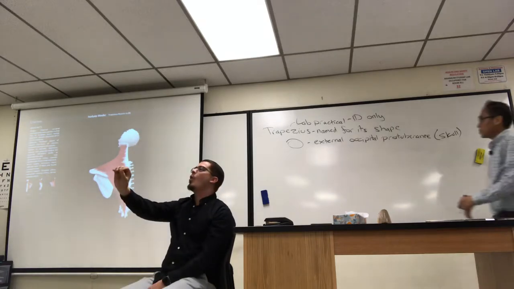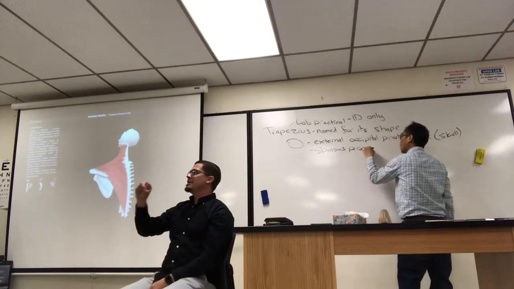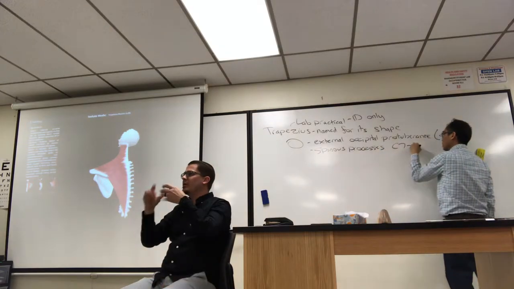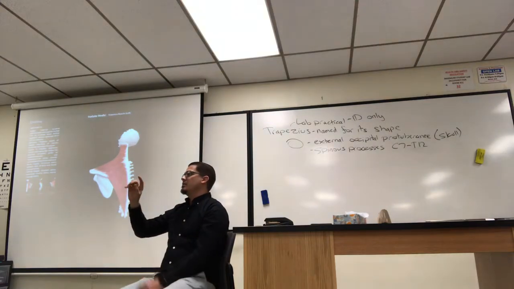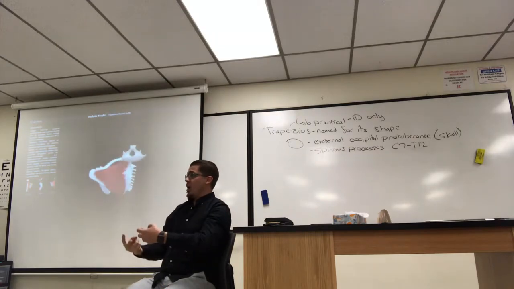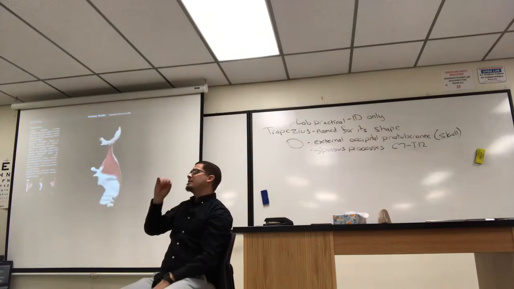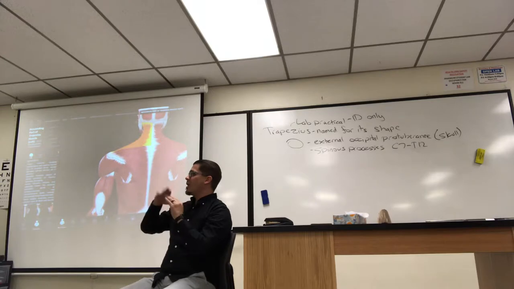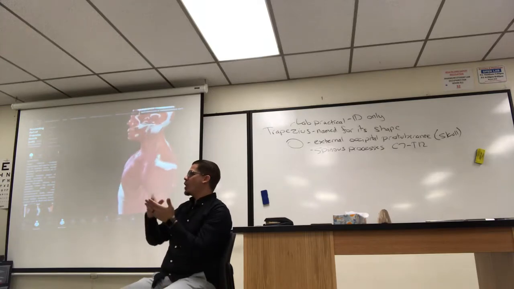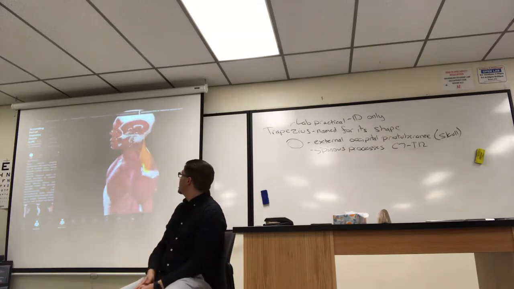But then it attaches to spinous processes C7 to T12. So all the way up and down your spine. Okay, that's where it originates from. Then it goes out laterally and attaches to different parts of the clavicle, as well as the scapula. So they picture the clavicle there. So let me go back to the full body view and just highlight this top part. They call this the descending part of trapezius because the fibers descend from up at the head down to the clavicle and scapula.